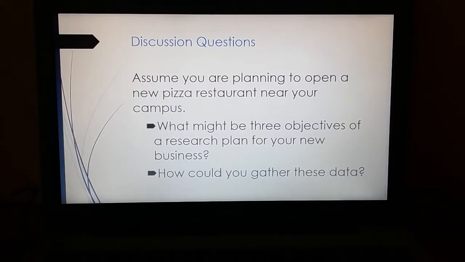Okay, so just put yourself in a position. Let's say you're opening up a business, a pizza restaurant near campus. What would you be interested in? What would some of your objectives be? Or you're opening up a skateboard store, or whatever it would be. What do you want to know from people, and how are you going to go out and gather the data?